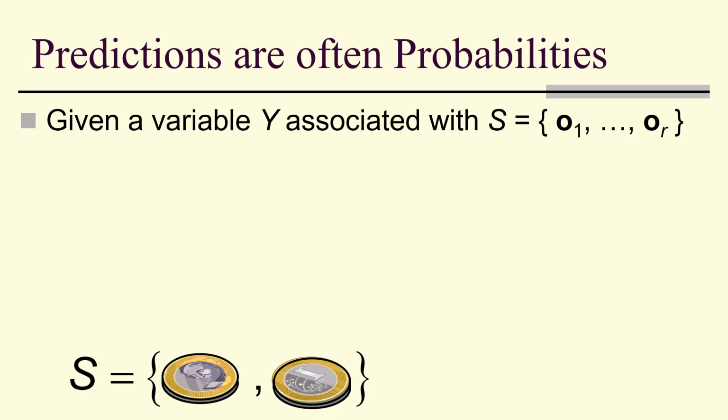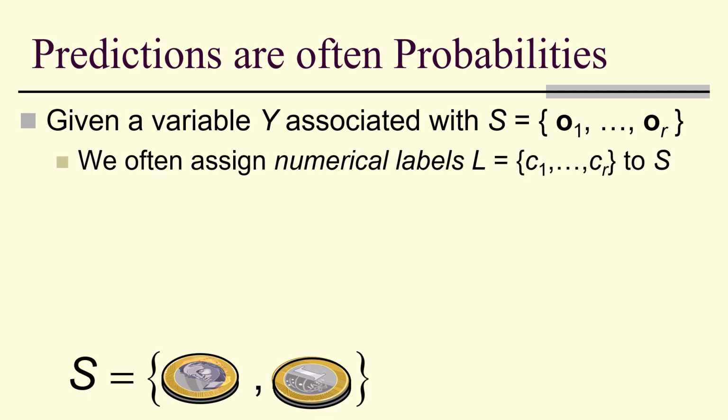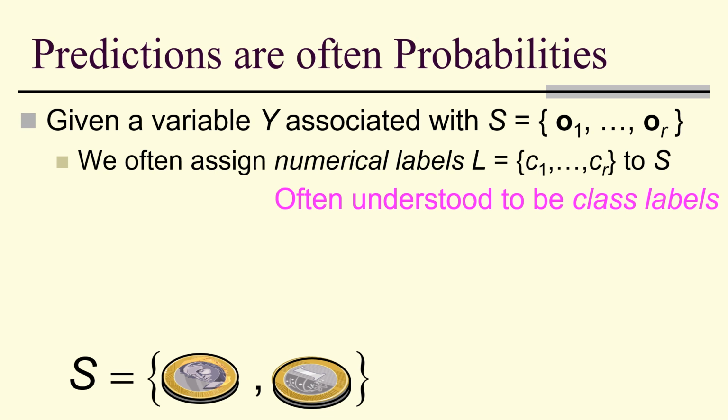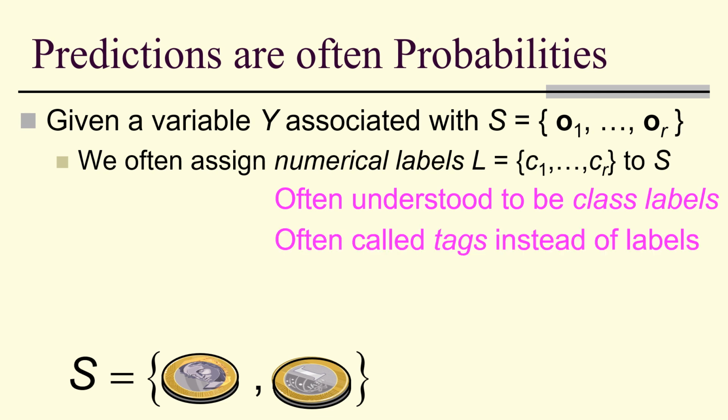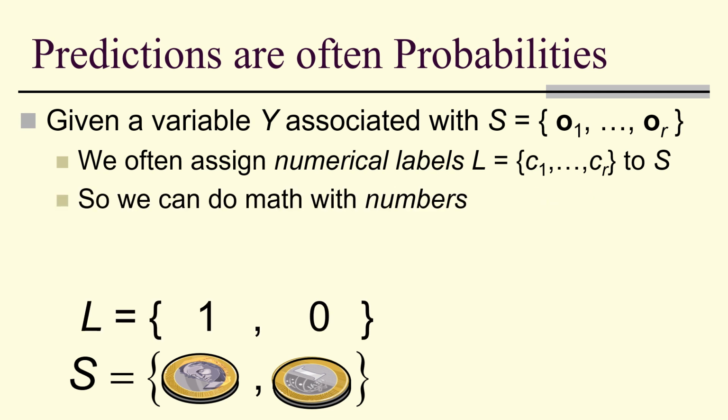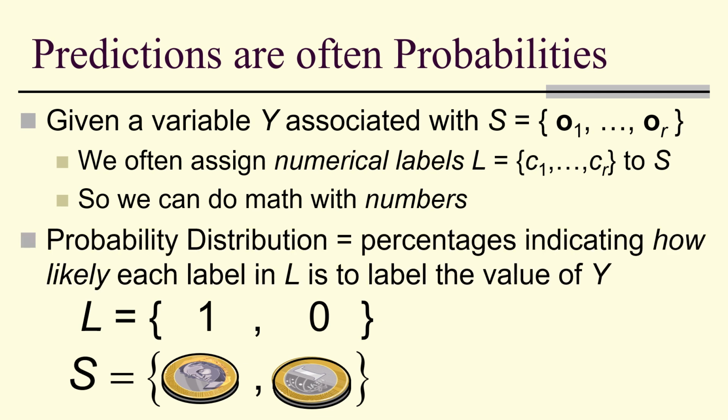So given a variable y associated with a set of outcomes S, we often assign numerical labels L, C1 to CR, to the outcomes in S. These are often understood to be class labels. This is where you see them in machine learning. And they're sometimes called tags instead of labels. For example, heads could be 1, tails could be 0. That means we can do math with the labels because they're numbers.